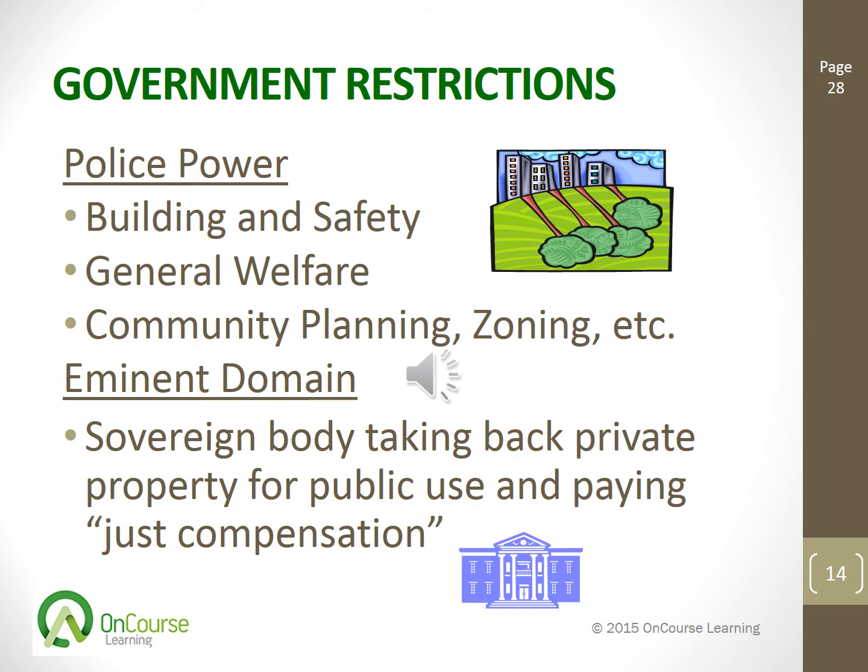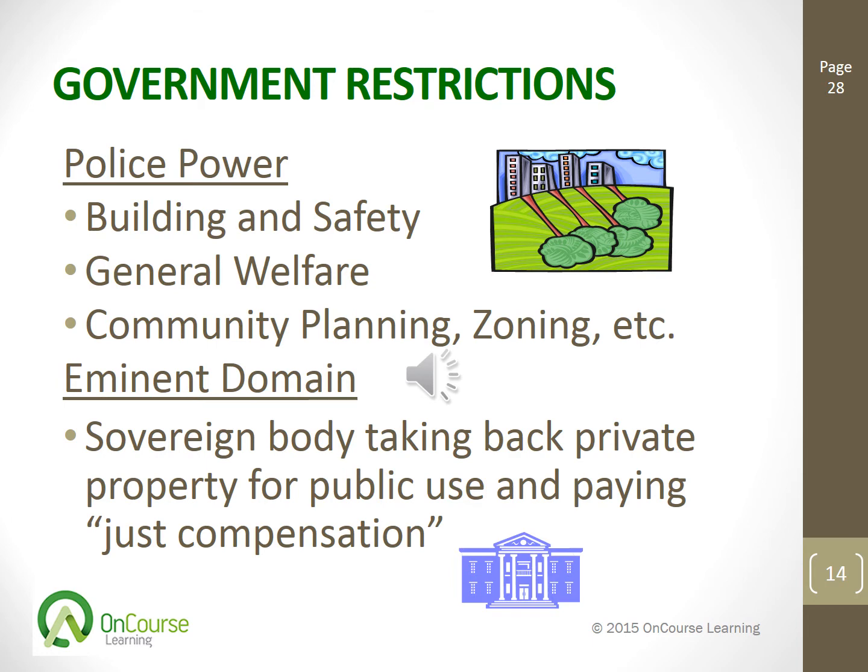Eminent domain right now in the Central Valley of California has been occurring because of the high-speed rail. All those road beds and everything have to be acquired by the state. So it can be a very interesting field in which to work.